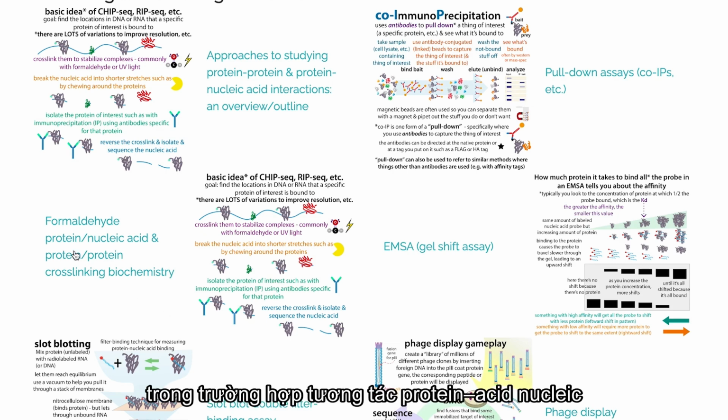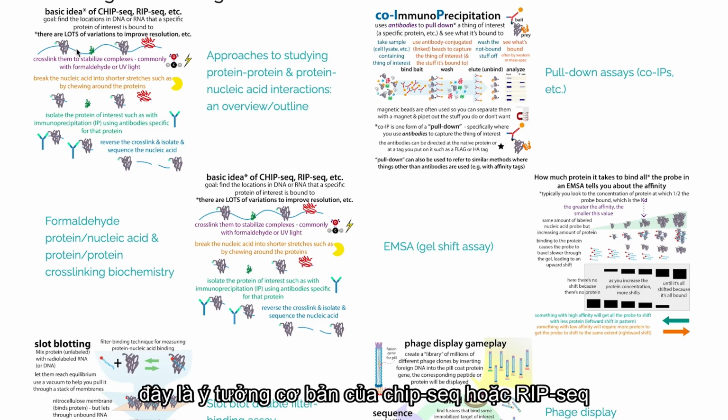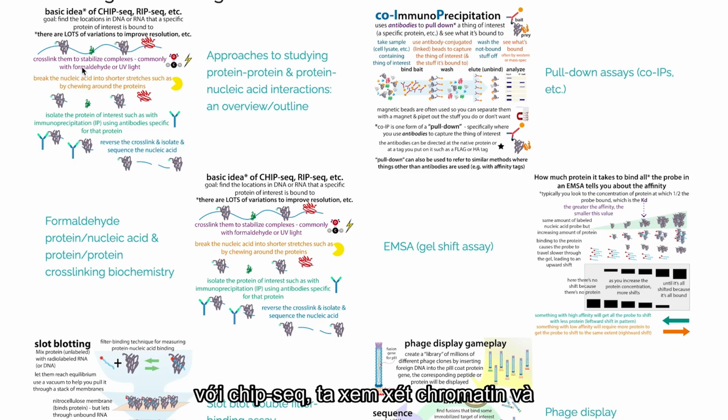In the case of a protein-nucleic acid interaction, you can isolate the protein and then sequence what it was bound to. This is the basic idea of ChIP-seq or RIP-seq. With ChIP-seq, we're looking at chromatin, which is where DNA is really tightly wound up, for example around histone proteins. We can look and see the regions that are really wound up. These are going to be less used regions, because if they're actively being used, they can't be wound up too tight, or else the RNA polymerase isn't going to have access to them.